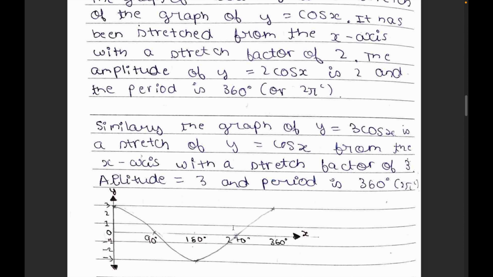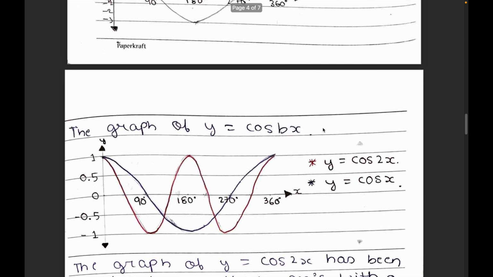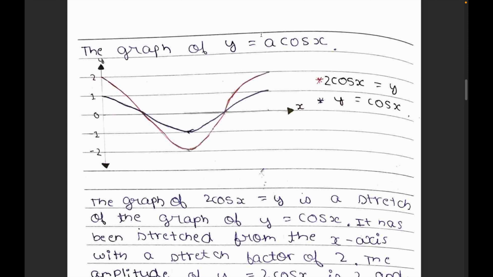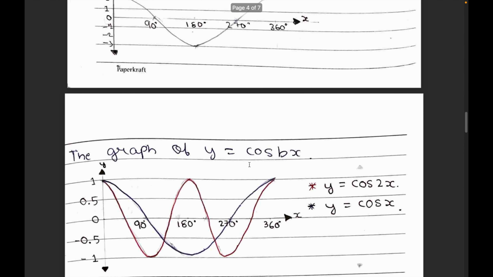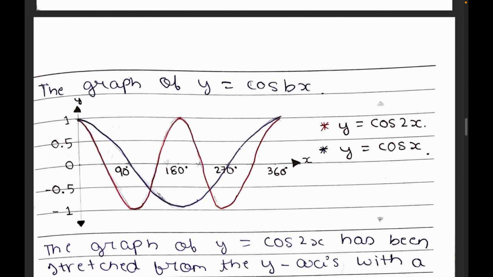Similarly, the graph of y equals 3 cos x is a stretch of the graph y equals cos x from the x-axis with a stretch factor of 3. Amplitude is 3, and then the period remains the same. Okay, now that we've covered what y equals cos x does, let's look at cos bx. So as we discussed previously, the period is going to be 360 by b.